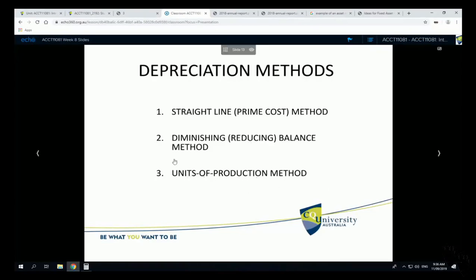And units of production method. The reason that we call them these is if we were to graph the depreciation, the graphs would look like a straight line for this method, a diminishing line for this method, and then reflecting actual use for that method.